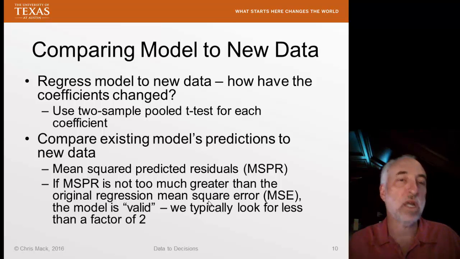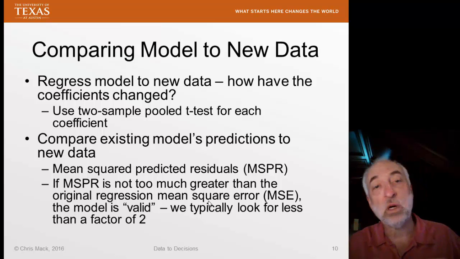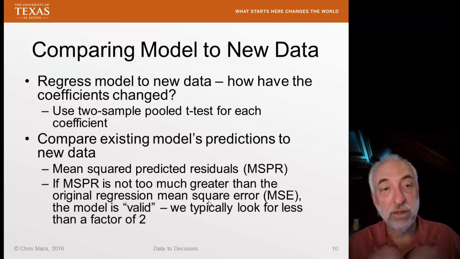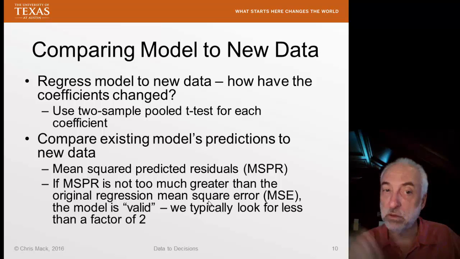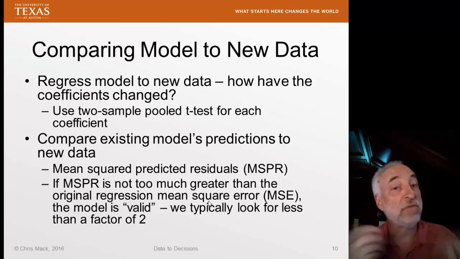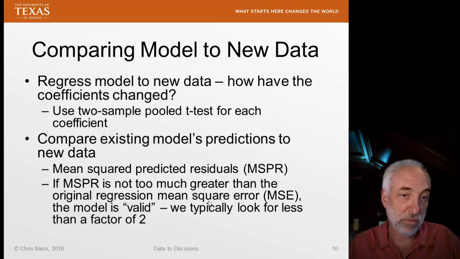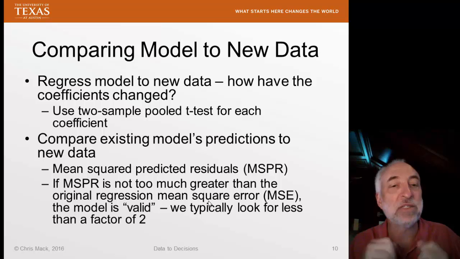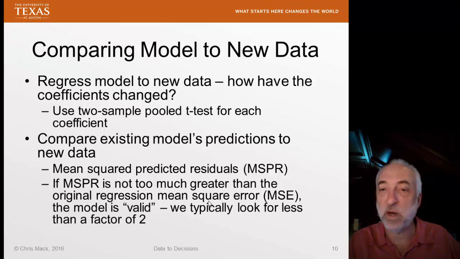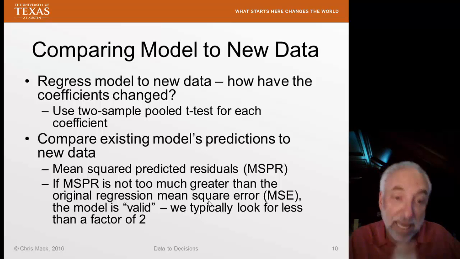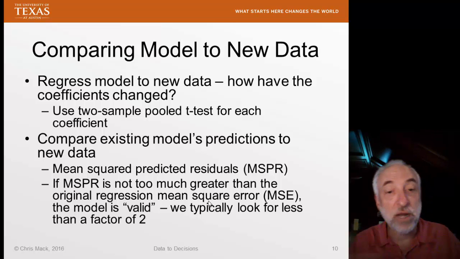Of course, a lot of this depends on what we care about. Do we care about making predictions, or do we care about interpreting the meaning of the model coefficients? If we care about making predictions, we'll compare the predictions of the model to the new data, look at the difference, the residuals, what we call the predicted residuals, and find the mean squared predicted residuals. We will then compare the mean squared predicted residuals to the mean square error that we got when we did our regression. So we did our regression, we have a mean square error of the residuals from that calibration step, that training step, and we compare the two.